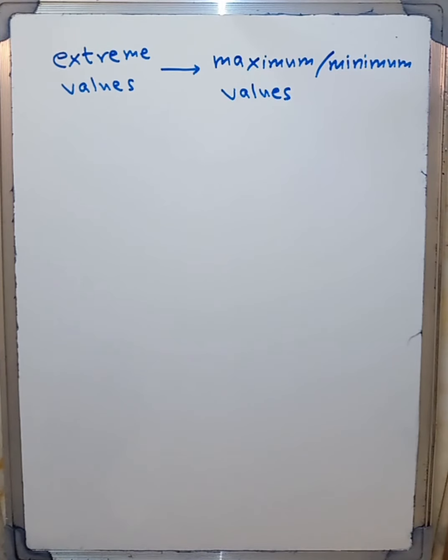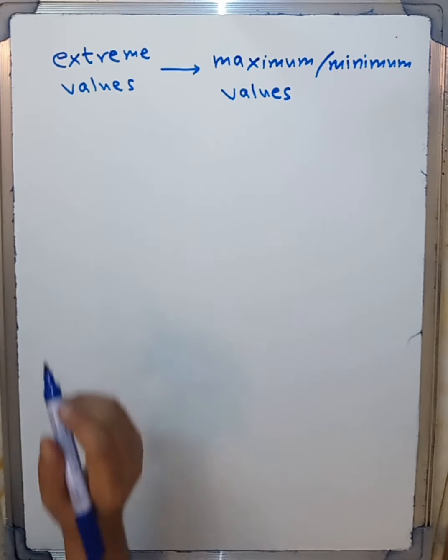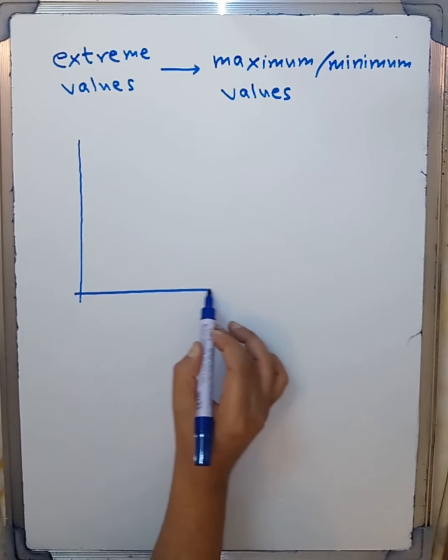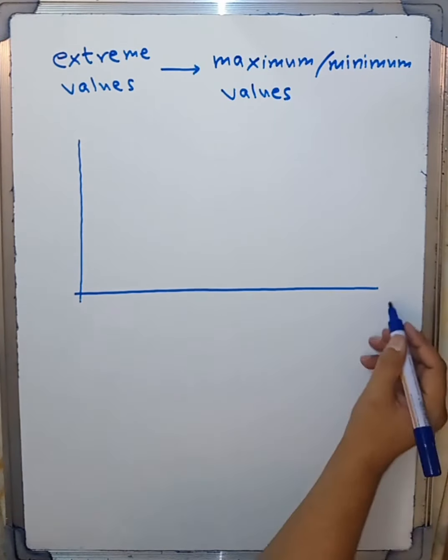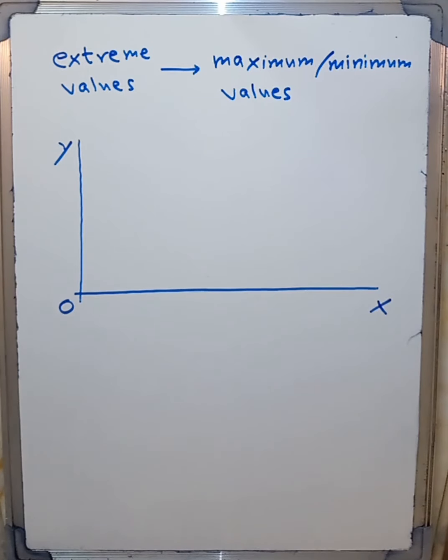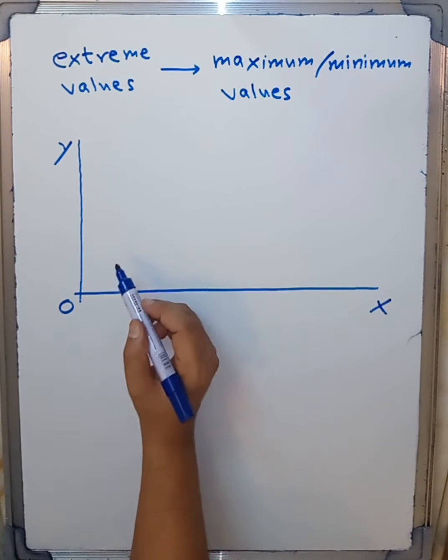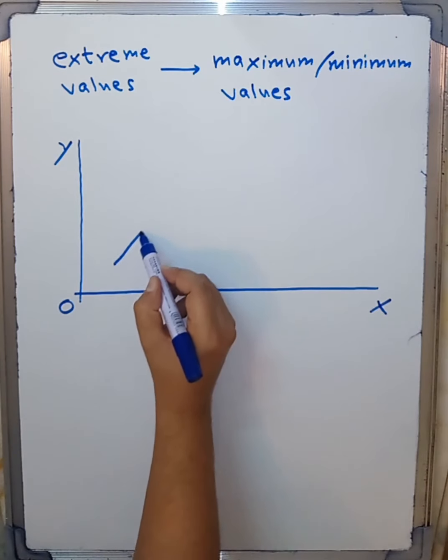Now, while discussing extreme values, we come across two concepts that we will also discuss. Let us draw a graph. It will be easy to identify through a graph. Suppose this is the x-axis, this is the y-axis, this is the origin. And suppose we have a function f(x) and the graph of f(x) is this.